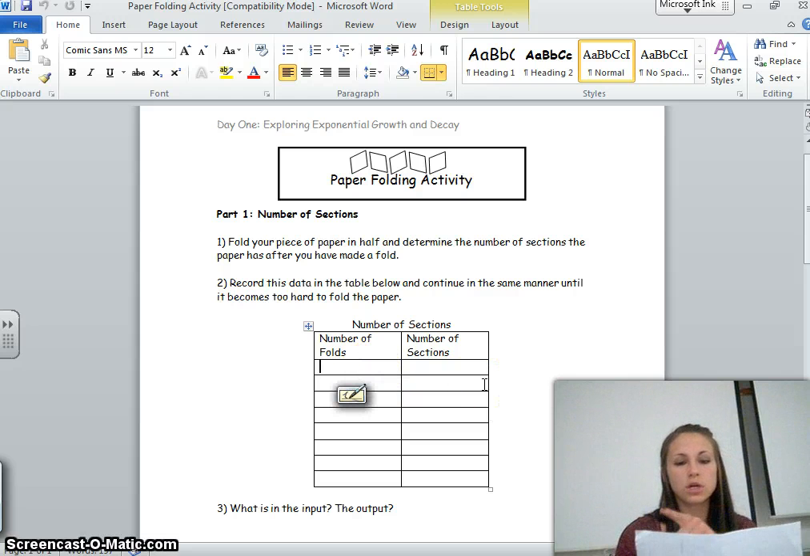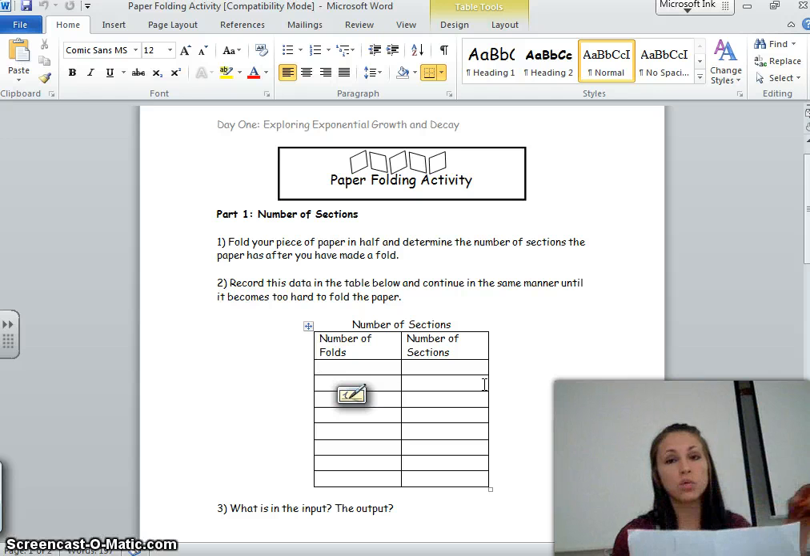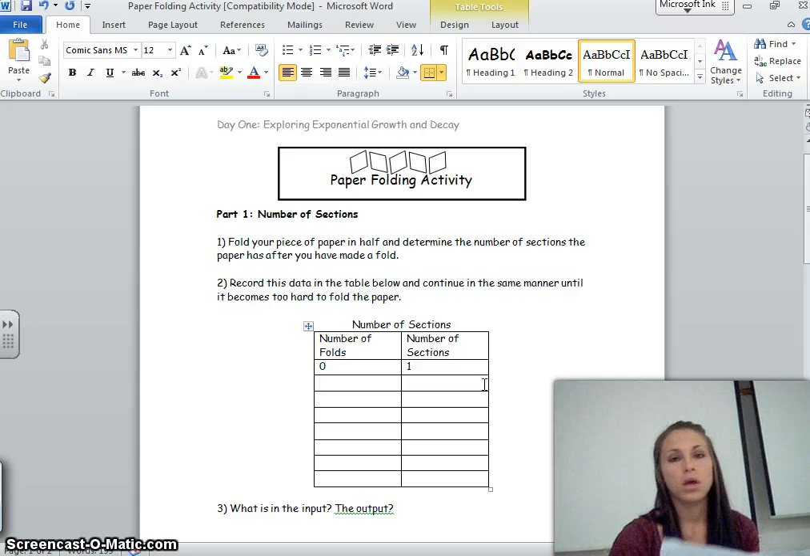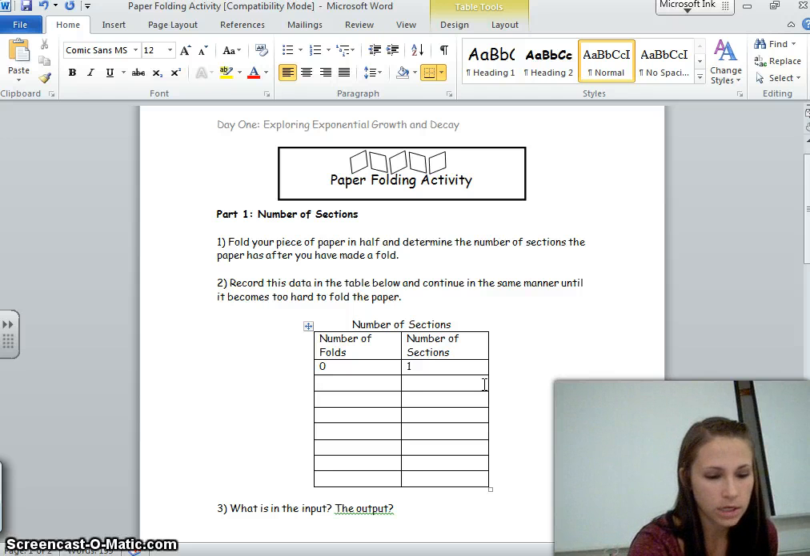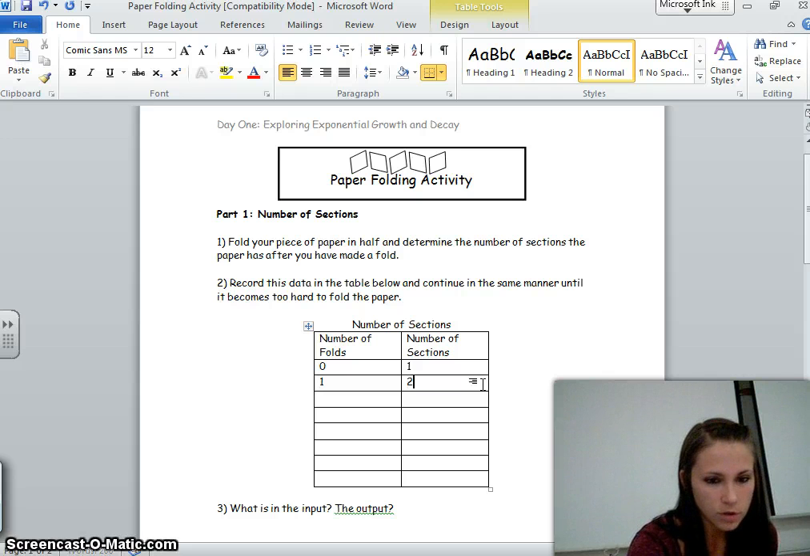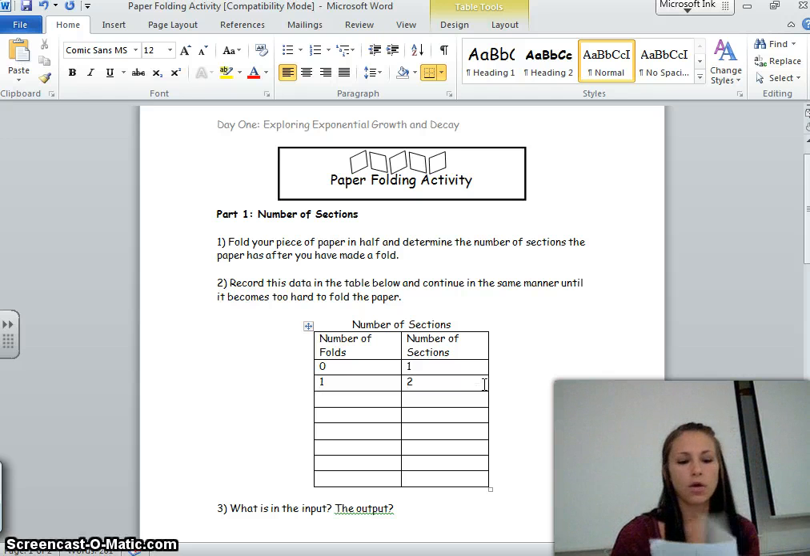So we talked about in the last video, if I fold this 0 times, then I will have 1 section in my paper. If I fold it once, I'll open it up and I'll have 2 sections. Now, if I fold it again, so that is 2 folds.